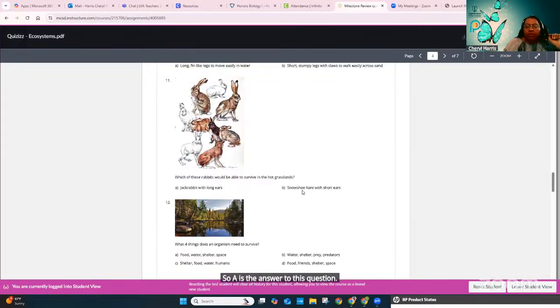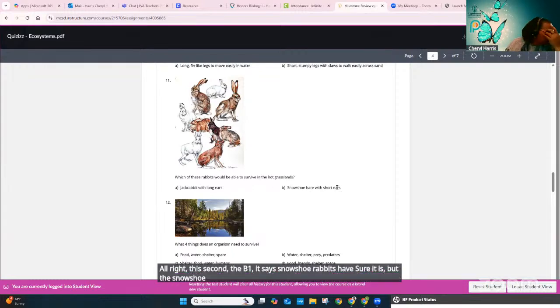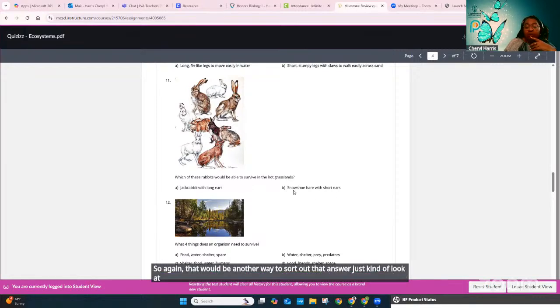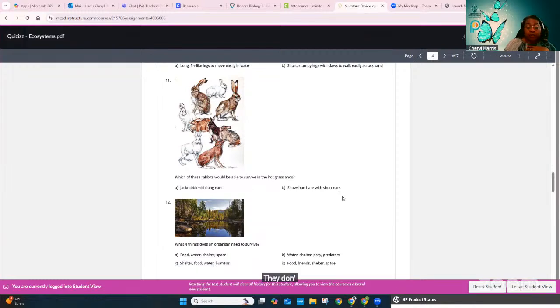All right, the B one, it says snowshoe rabbits have short ears, but the snowshoe rabbit lives in cold regions. So that would not be the answer because the question asked you about hot grasslands. So again, that would be another way to sort out that answer. Just look at what they're telling you. This is a snowshoe rabbit. They live in the snow. They don't live in hot grasslands.